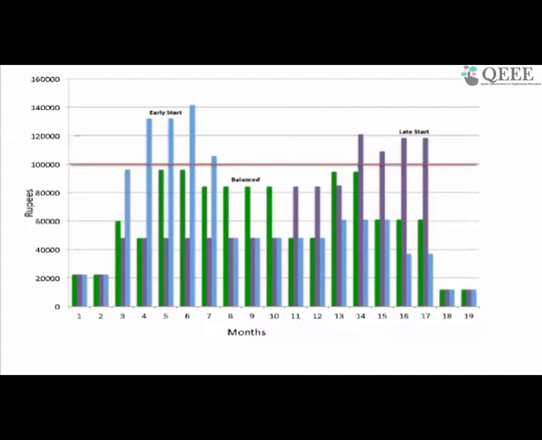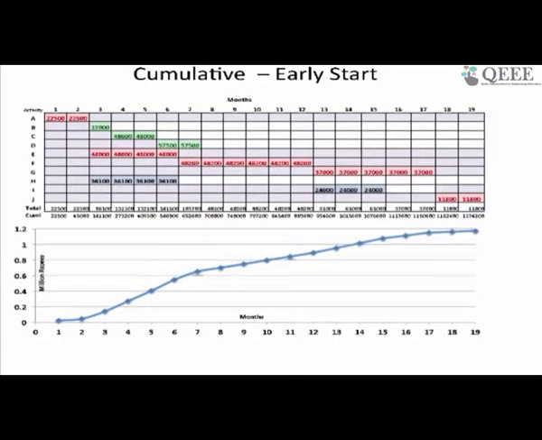Okay, so this histogram shows all three. We have in blue the early start, in green the late start histogram, and in red the balanced one. Okay, I'll finish this problem and then take questions.